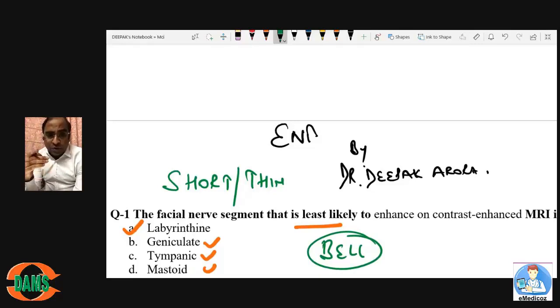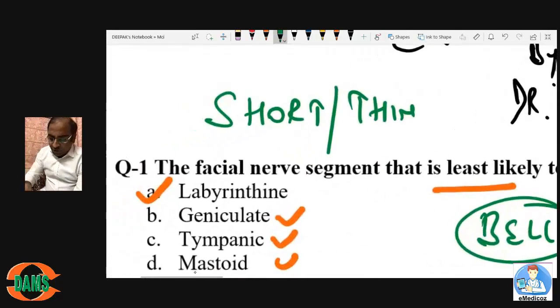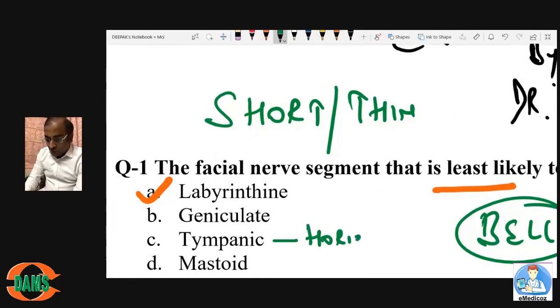So what is the labyrinthine? The part which is crossing from the middle ear, inner ear segment. Middle ear is your tympanic, and crossing from the mastoid will be the mastoid segment, what we call the vertical segment. So let us learn a few other words for tympanic. For tympanic, we use the word horizontal, crossing from the middle ear.